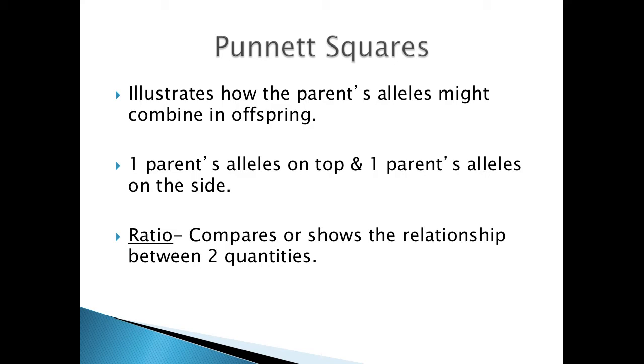Punnett squares illustrate how the parents' alleles might combine in offspring. We'll be working on a lot of examples of Punnett squares. One parent's alleles will go on the top and one parent's alleles will go on the side. A ratio compares or shows the relationship between two quantities. It'll show you the likelihood of an offspring having, such as, brown hair, blue eyes.